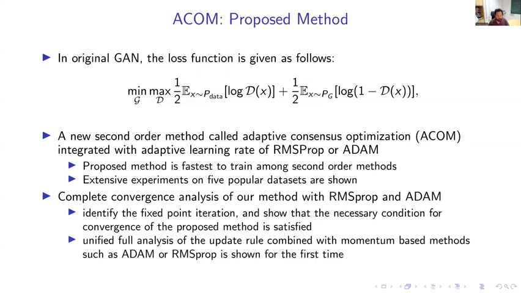And we have shown a complete convergence analysis for our method with RMS-prop. Basically what we did is we identified the fixed point iteration behind the proposed method, and we saw that the necessary conditions for the convergence of the proposed method are satisfied. And our analysis is a unified one in the sense that it's not just the analysis for the second order method, but it's the second order method with momentum. And this we believe is done for the first time.